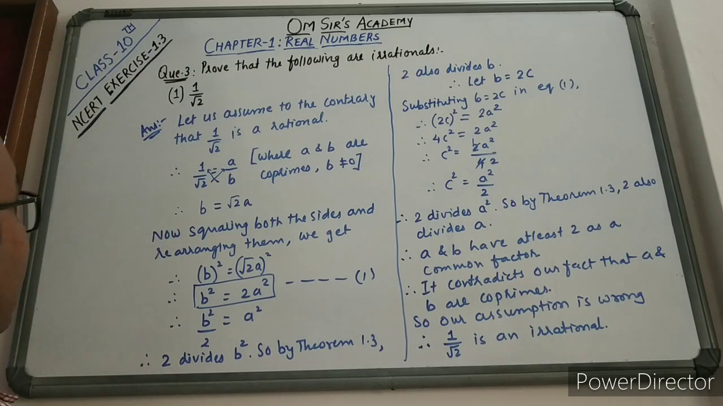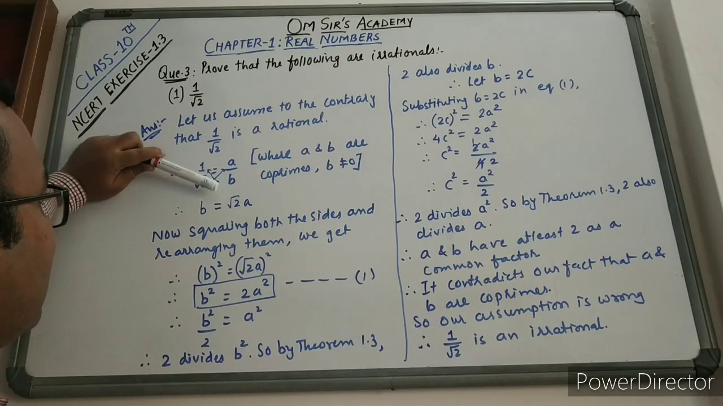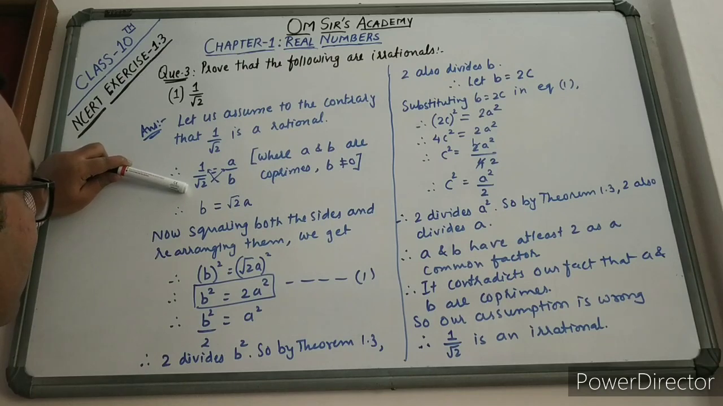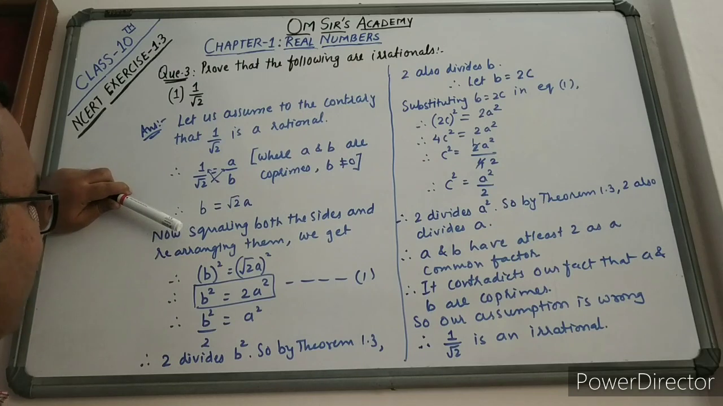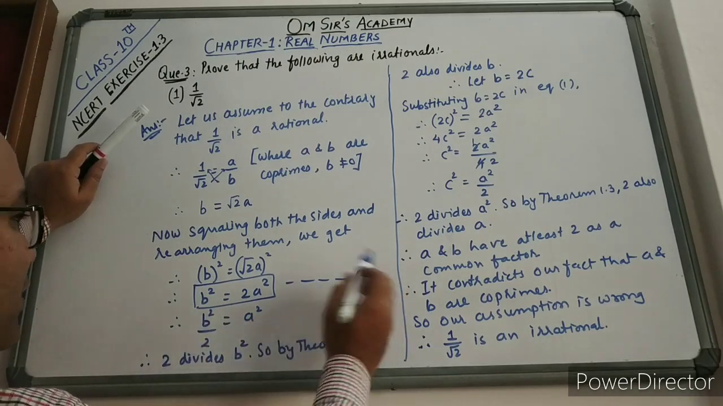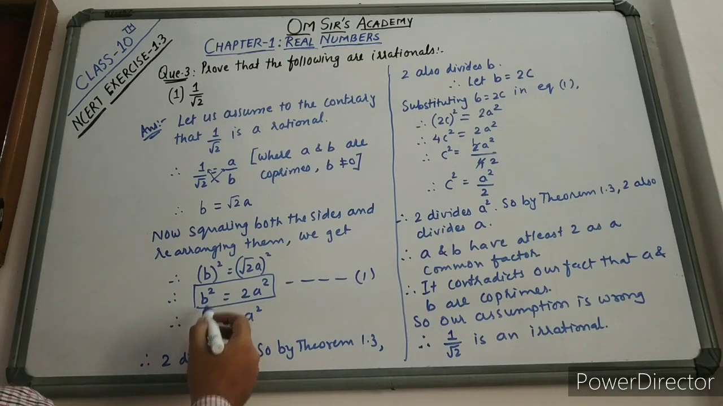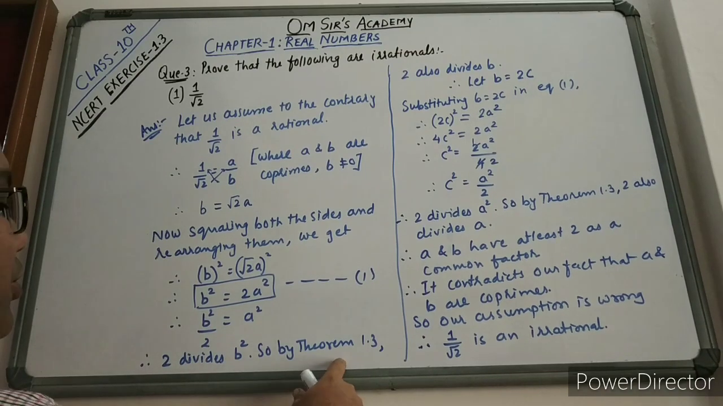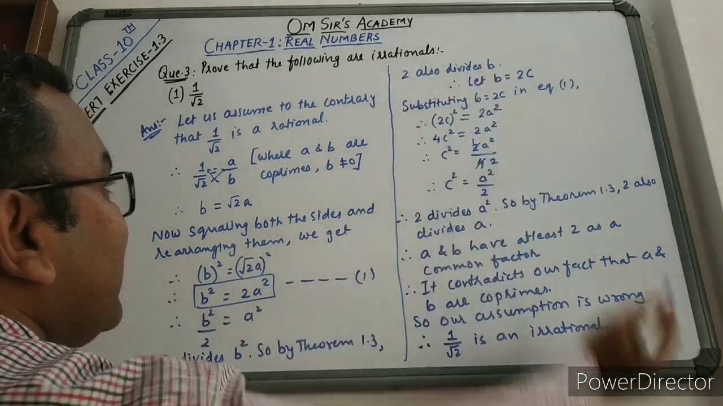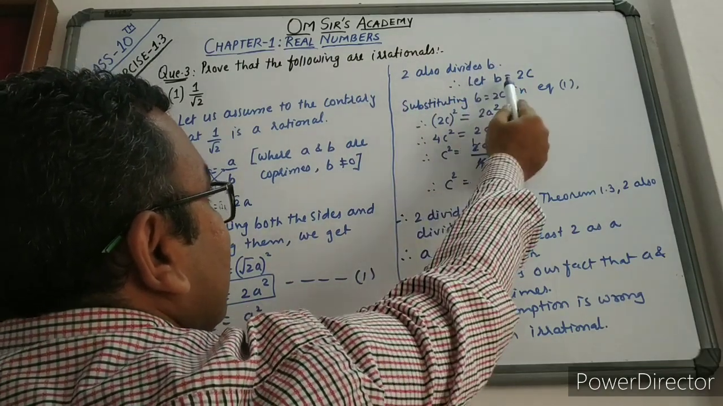Okay, सबसे पहले हमने क्या किया कि assume किया 1 upon root 2 rational है, तो उसको a upon b फॉर्म में लिखा. Then we rearranged this, we took this b to this side and root 2 to that side. So now squaring both the sides and rearranging them, what we get is b square equals 2a square. This I took as equation 1. Then I got this 2 to this side. Then it became b square divided by 2 equals a square. ठीक है, so 2 divides b square. यहाँ पे 2 b square को divide कर रहा है, तो theorem 1.3 के हिसाब से 2 will also divide b.